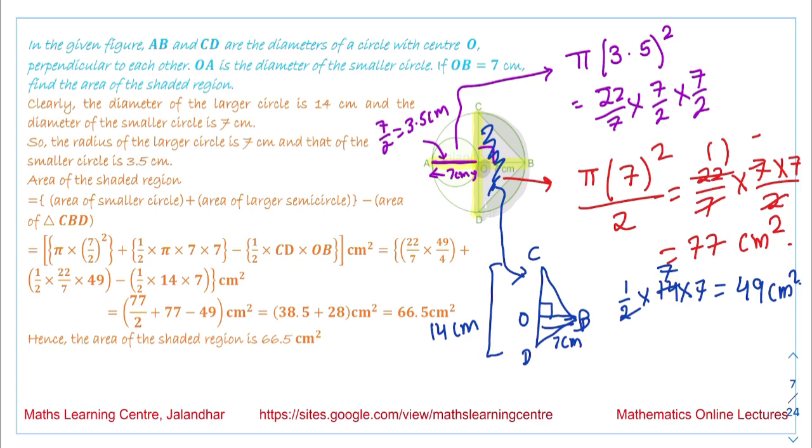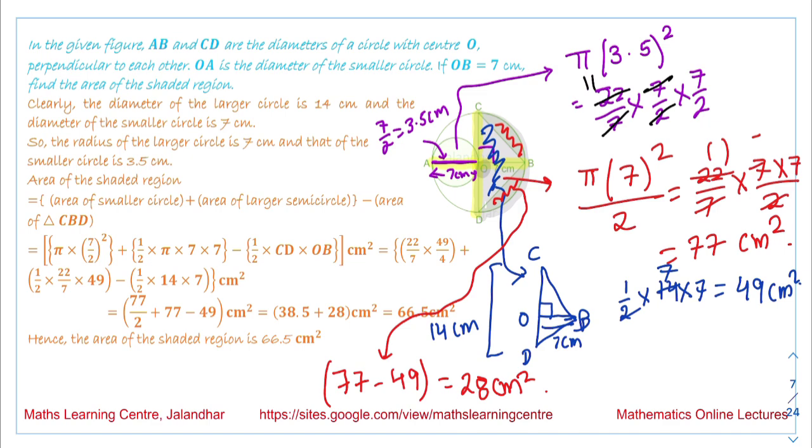So the area of this portion we are talking about will be 77 minus 49, that is equal to 28 centimeter square. If we solve this value, this 7 gets cancelled, this 2 gets cancelled, and we are left with 38.5 centimeter square. So combining both these areas, this area is 38.5 centimeter square, this is 28 centimeter square. The total area we have is 38.5 plus 28, that is equal to 66.5 centimeter square.